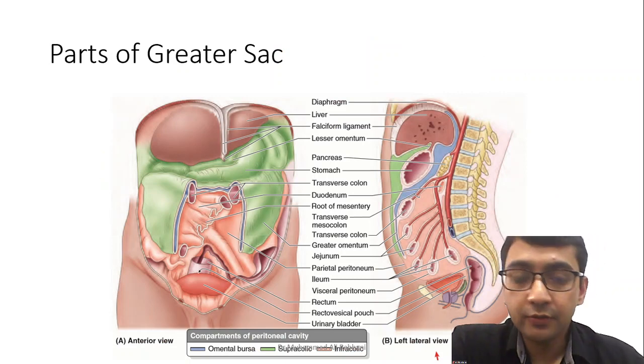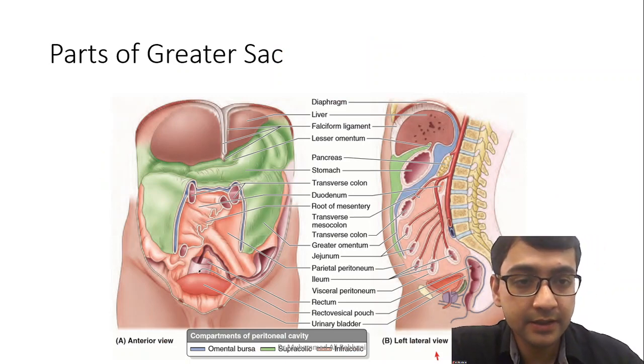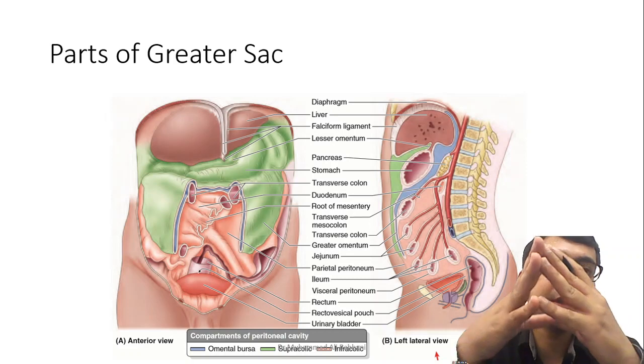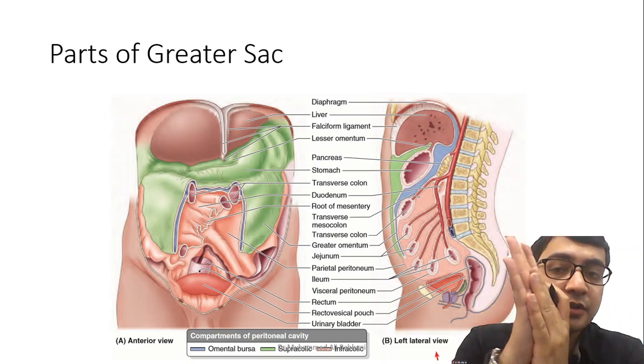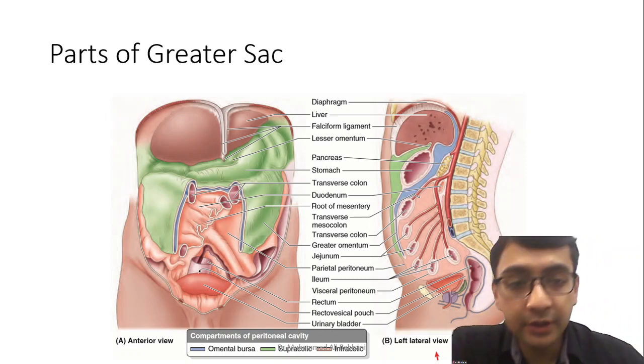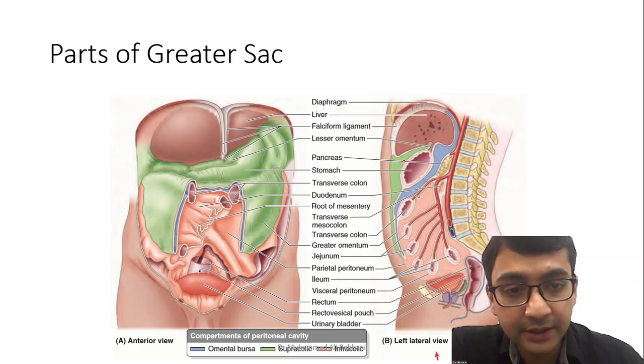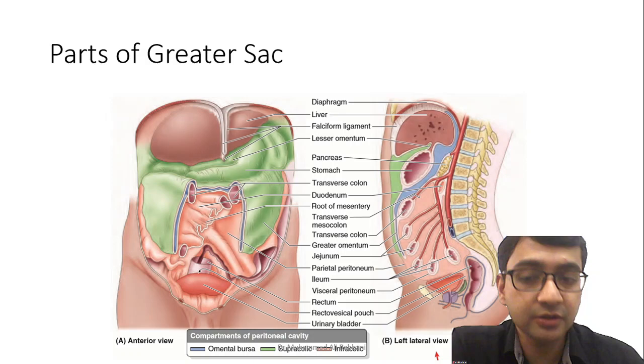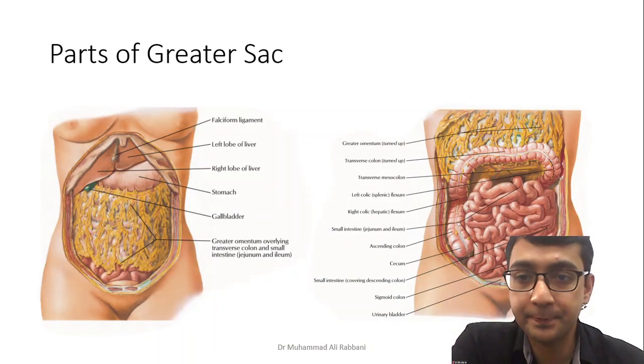So we are done with the lesser sac. Here is the lesser sac shown in blue. Then what about the greater sac? All the rest of the peritoneal cavity, excluding the lesser sac, is considered to be the greater sac. So the part of the peritoneal cavity shown in green and the part shown in pink, all of it is considered a part of the greater sac.